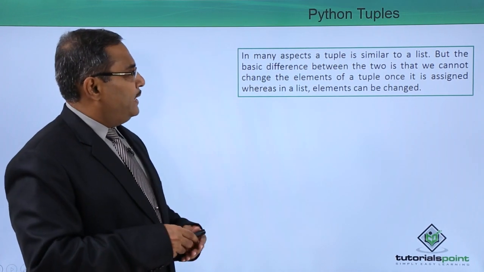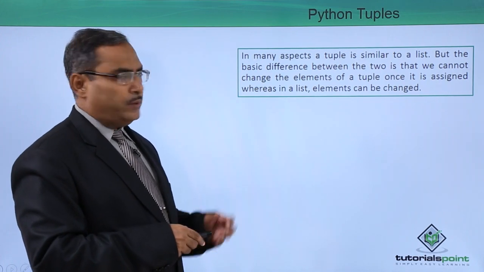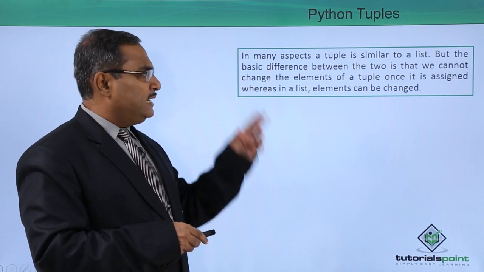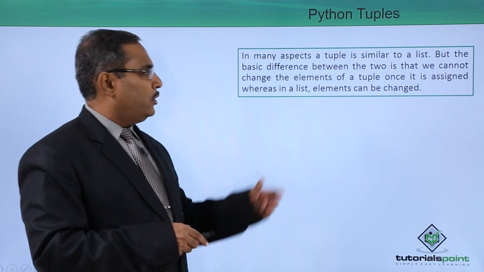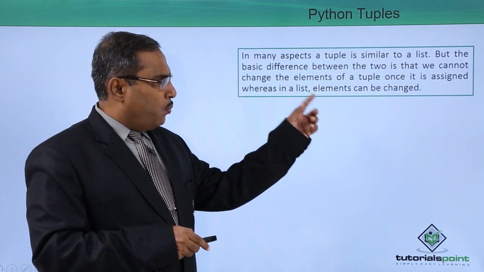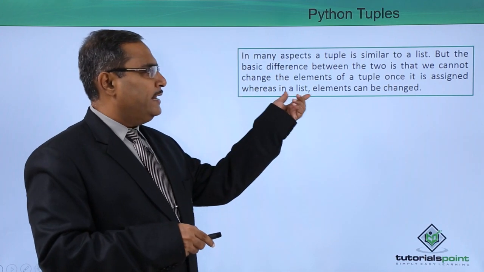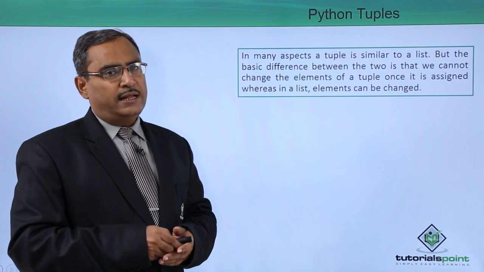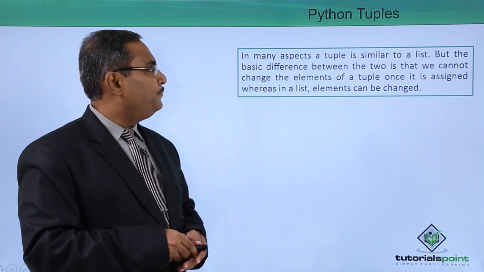So let us discuss the differences and features of tuples here. In many aspects, a tuple is similar to a list, but the basic difference between the two is that we cannot change the elements of a tuple. That is, a tuple is immutable once it is assigned, whereas in a list the elements can be changed. That means a list is mutable.